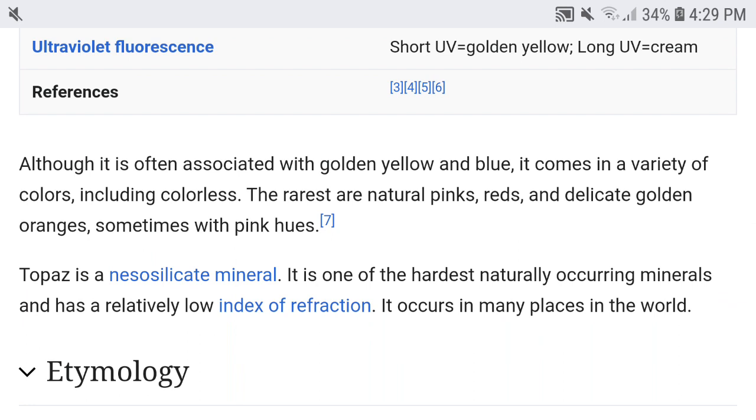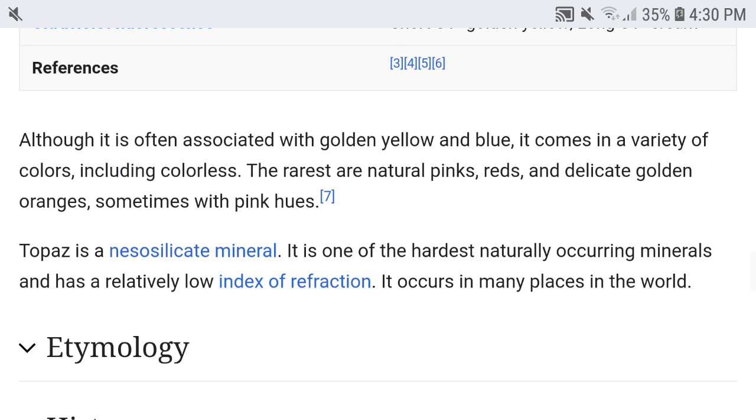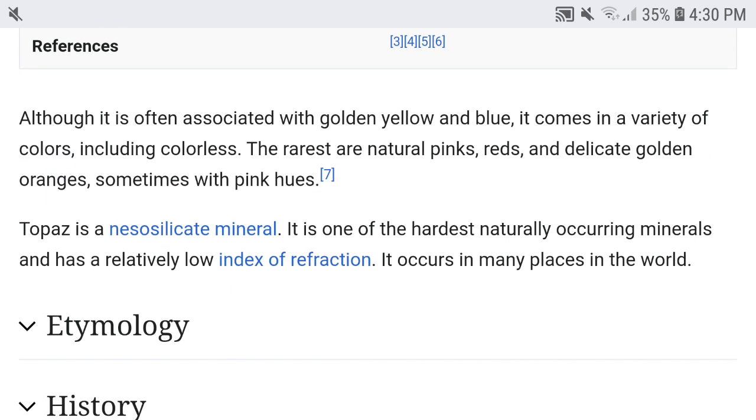Although it is often associated with golden, yellow, and blue, it comes in a variety of colors, including colorless. The rarest are natural pinks, reds, and delicate golden orange, sometimes with pink hues. I think in games, topaz are usually also colored orange or yellow. Okay, that's interesting. Golden orange, like what it said over here.